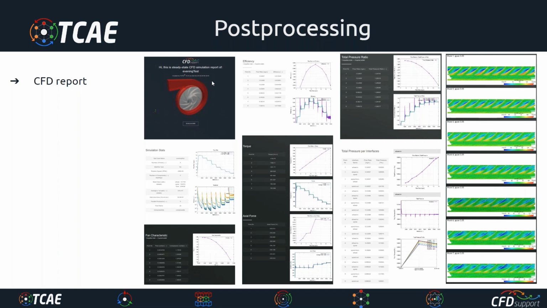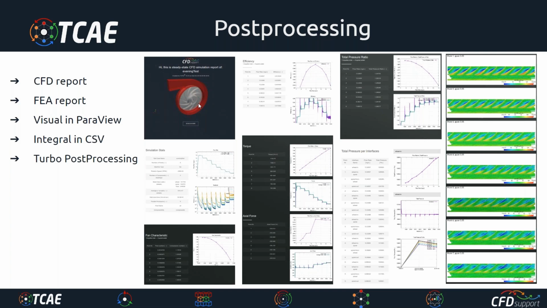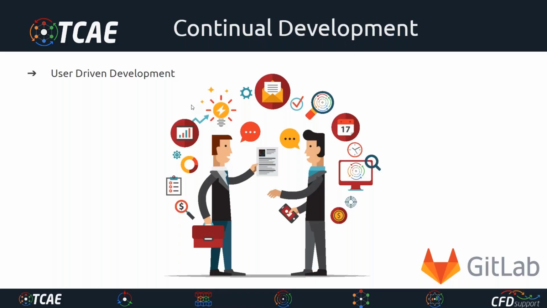and volume fields are processed and visualized in ParaView if needed, and the integral results are also saved in CSV files on the hard drive for further post-processing purposes if needed. Yeah, there are special turbo machinery post-processing tools like Meridional Average or blade-to-blade view, but I'll go ahead with the presentation.